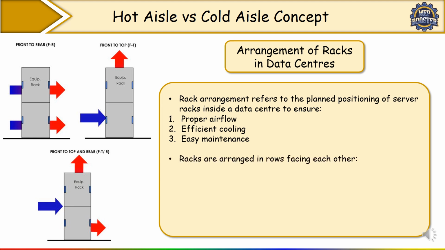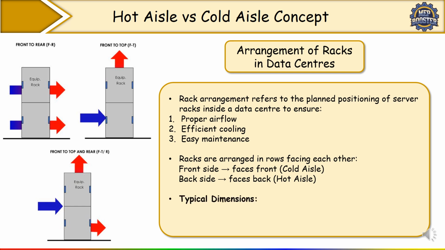Racks are arranged in rows facing each other. Now how are racks arranged? Front to front: the front sides of two rows face each other. Cold air is supplied here, called the cold air sleeve. Simple. Next, back to back means the rear sides of racks face each other. Hot air is exhausted here, called the hot air sleeve. Got it? Their typical dimensions are given.